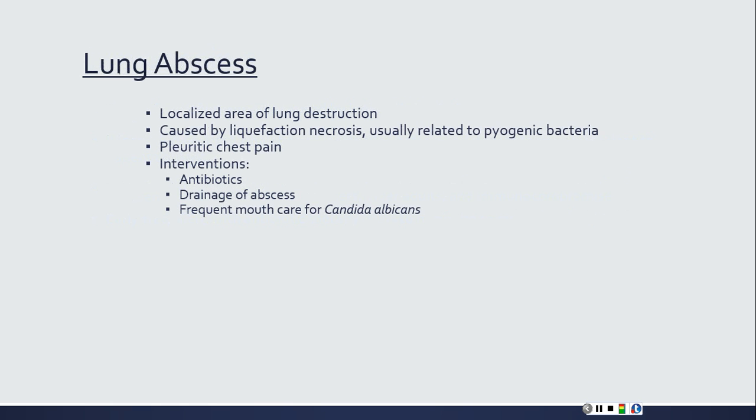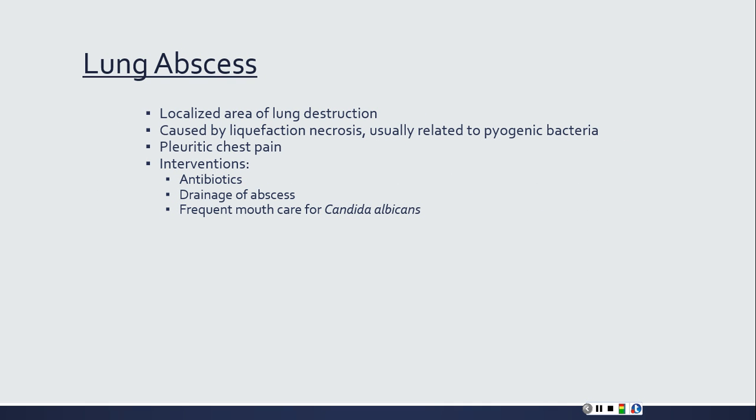All right. Next, we've got lung abscess. Lung abscess is a localized area of lung destruction due to what? Some type of infectious organism. It builds up and encapsulates in a certain place and then starts to destroy tissue. It's caused by liquefaction necrosis, usually related to pyogenic bacteria, and it's going to result in pleuritic chest pain. The interventions are going to be antibiotics, drainage of the abscess, depending on where it's at, and go in and actually drain it off, and also the frequent mouth care for Candida albicans.